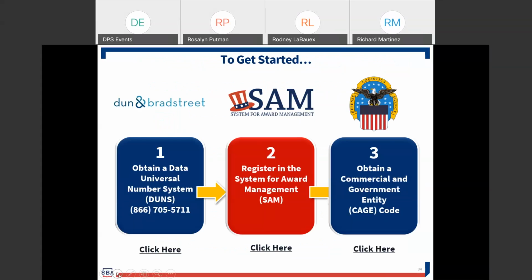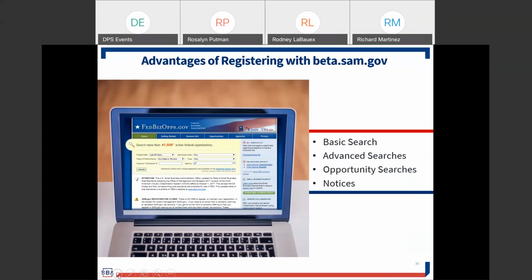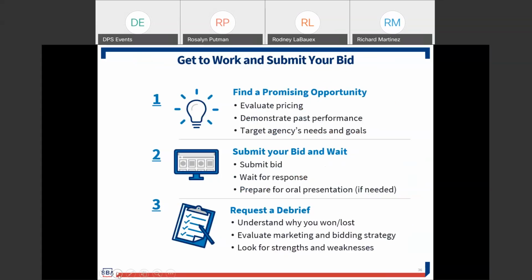I actually talked a little bit about SAM already. I said this is a database that all small businesses have to register in to do business with the government. And one of the main reasons is this is the way the government pays you, not the old-fashioned way with checks. And again, the government does pay in 15 days. Okay. We talked about beta.sam.gov. Get to work, submit your bid, find a promising opportunity, submit your bid and wait. Request a debriefing if you do not get a contract, and even if you get one. You want to know where your strengths are and your weaknesses.